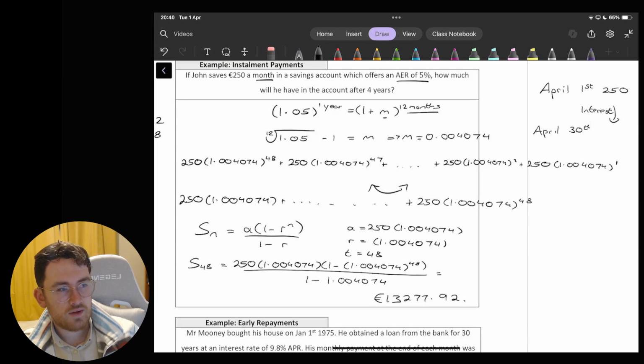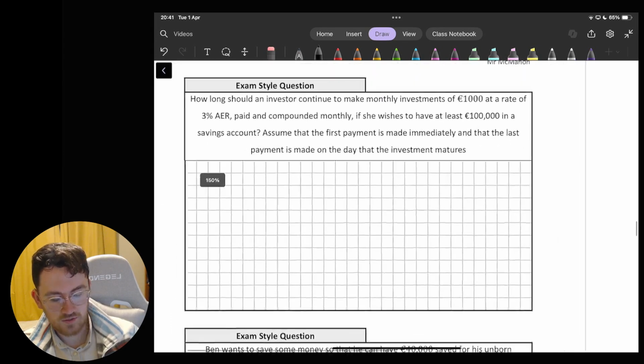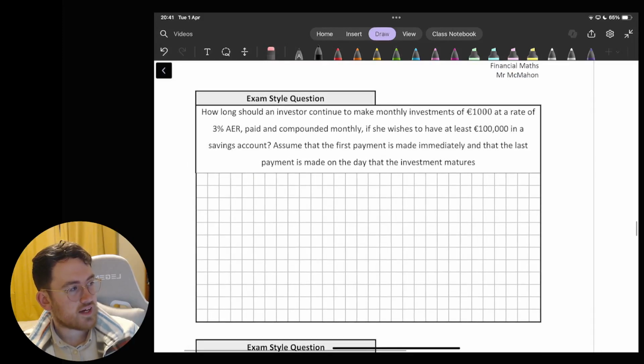Okay, so I'm just going to skip over the next one ever so slightly, just to look at some of the exam questions here, because as I say, I want to focus mainly on the future value idea here. So we'll just quickly look at one of these exam questions. Yeah, so start with this one.